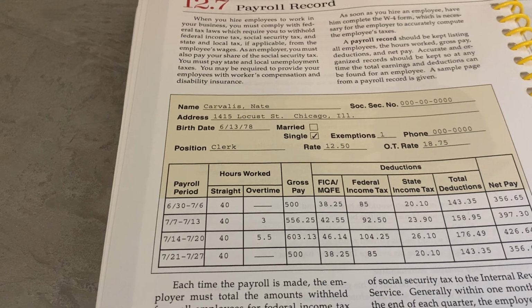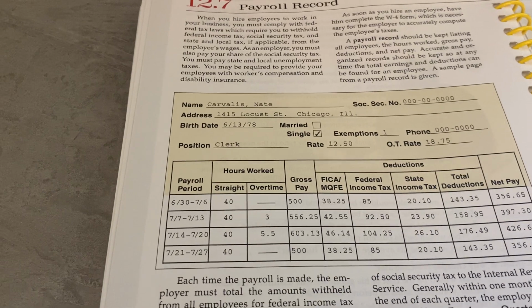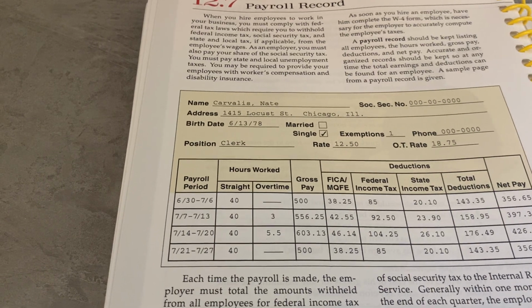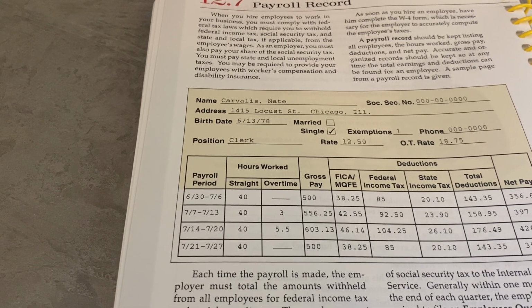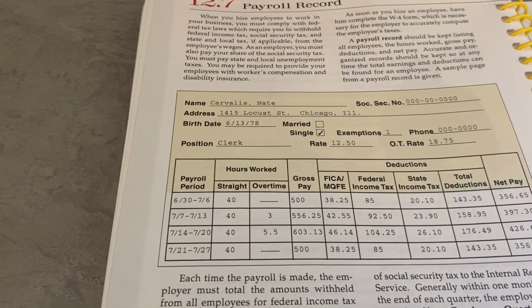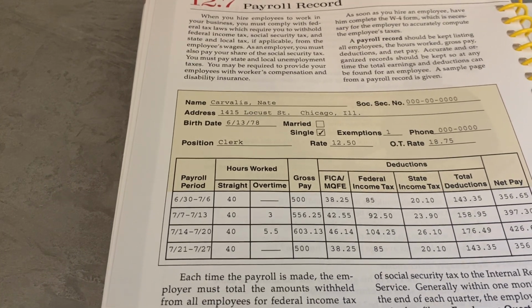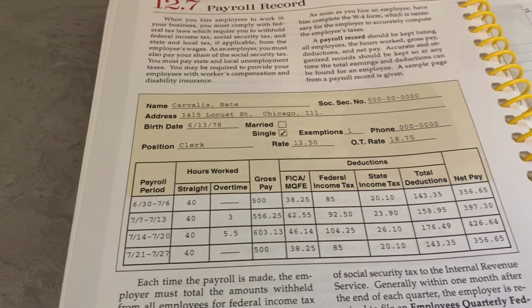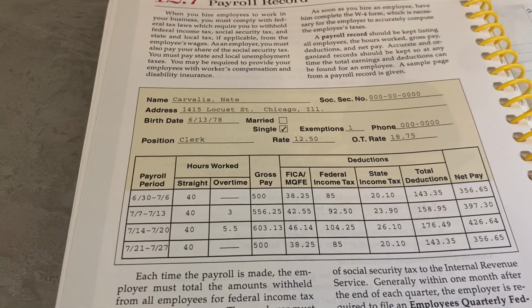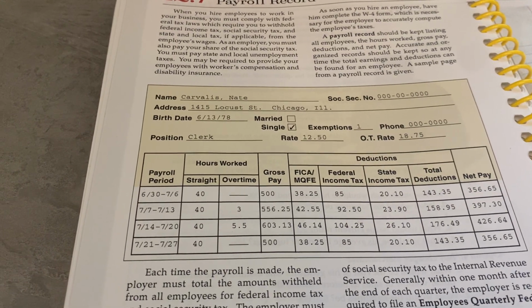And each time the payroll is made, the employer must total all the amounts withheld from all the employees for federal income tax and Social Security tax. So it's important that you have somebody, some record accountant, keeping this all on each one of your employees. The employer must send this amount, plus the employer's share of the Social Security tax, to the IRS, the Internal Revenue Service, so that the government can get all of the taxes from each one of the people that you have as an employee.